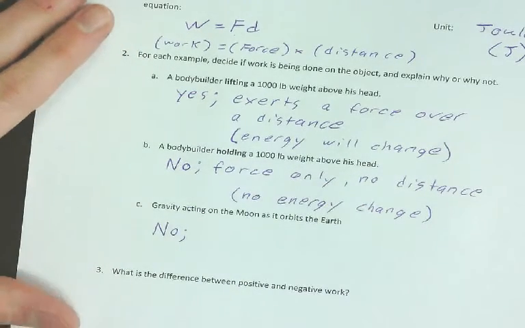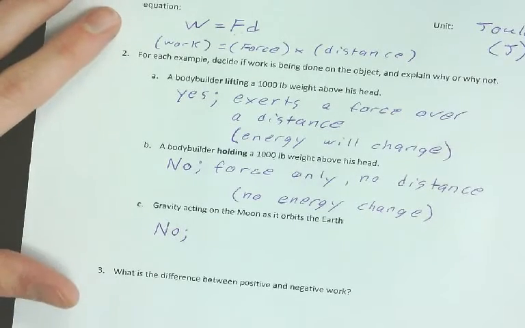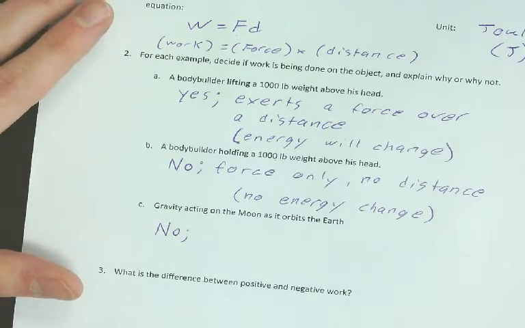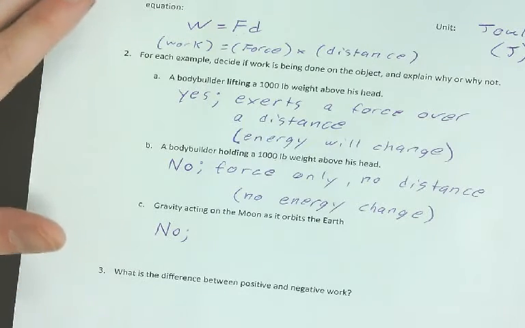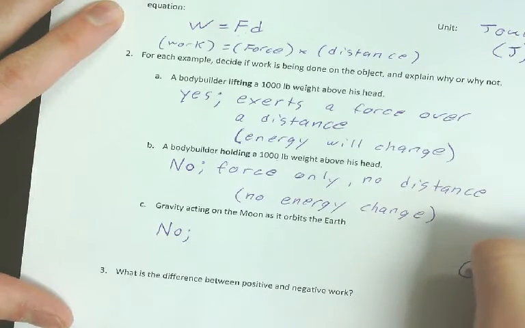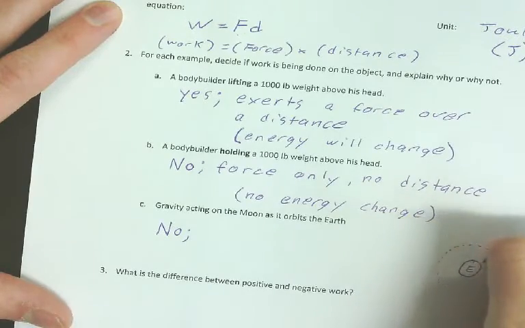Now you might be saying to yourself, Mr. B, gravity exerts a force and the moon travels a distance. So how does that not work? Because the moon doesn't actually travel a distance with regard to the force. So here's the Earth, here's the moon, here's the force, but here's the distance. See how the distance is in a different direction than the force?